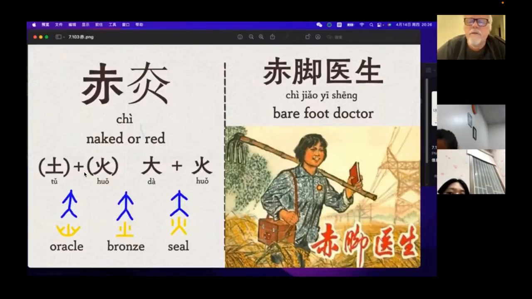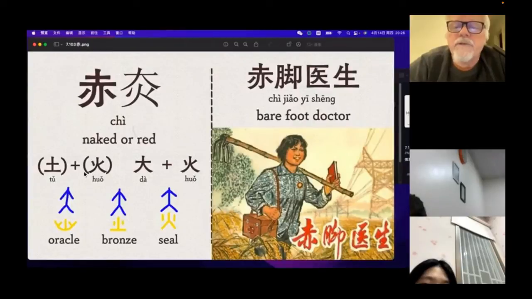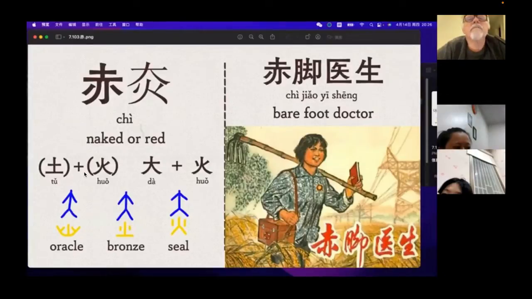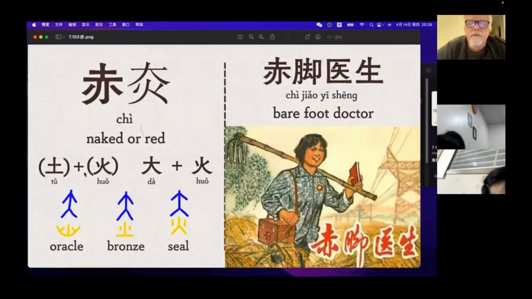We used to have something called the Chijiao Yisheng, which means the Barefoot Doctor. Back in the 60s and 70s, Chinese were very, very poor, many of them starving and no doctors. So they trained a lot of people with basic medicine and they sent them to the countryside. The doctors were very poor themselves and sometimes barely had any shoes. So they called them barefoot doctors, Chijiao Yisheng.